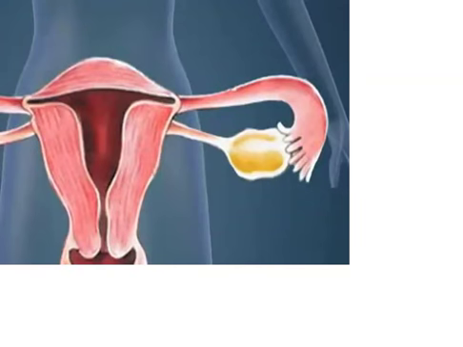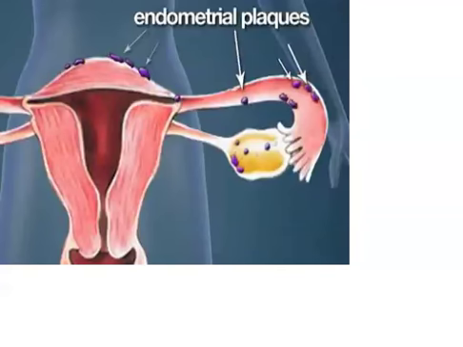This misplaced tissue responds to the monthly cycle just as the endometrium does. Each month, the patches or plaques grow thicker. As the tissues affected don't have a natural exit route, there is no place for the buildup to leave the body at the cycle's end. These endometriotic plaques can grow larger over time and the symptoms can worsen.